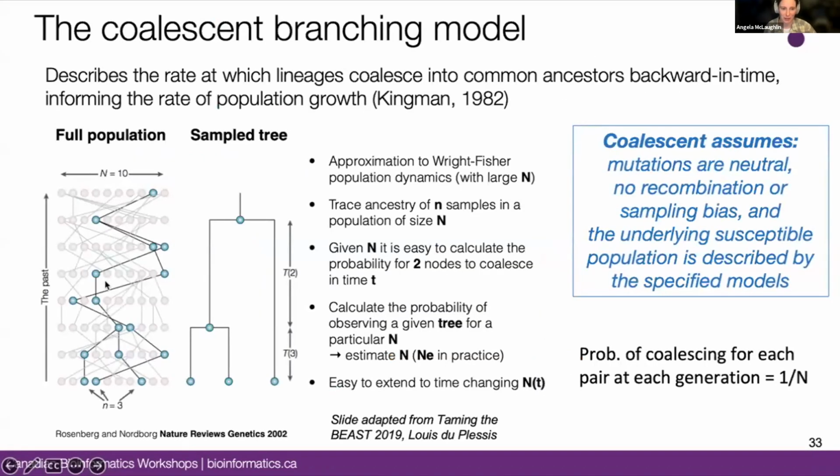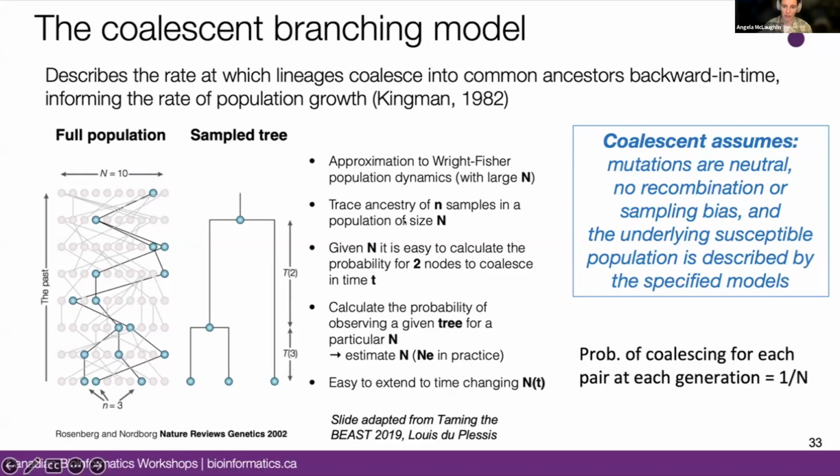Sorry, there is a lot of text on this tree, but there's a lot to understand about the coalescent, and I hope that you can take away some of these points. So the coalescent branching model is all based on the Kingman coalescent. It describes the rate at which lineages coalesce, informing the rate of population growth. Because if you know how rapidly these lineages are coalescing, you can say something about the underlying size of the population at each generation. And the coalescent draws from population biology dynamics like those described by the Wright-Fisher model.